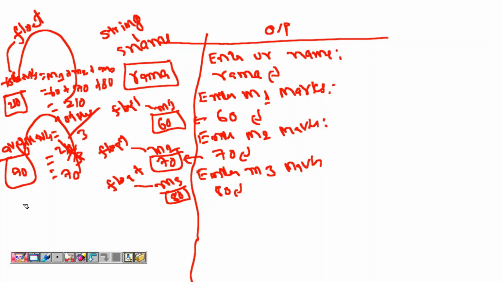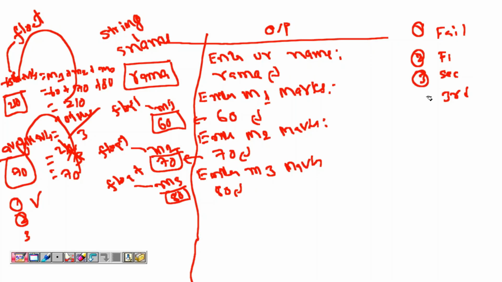Now you have to check the logic you have written, and add that logic to your code. The logic is: fail, first class, second class, third class. How many options? 4 options. Among four, how many do you want to execute at a time? Only one. So what is the control statement? If else.